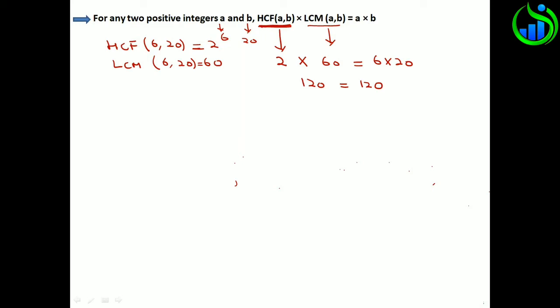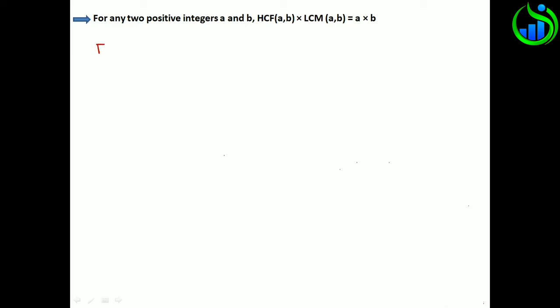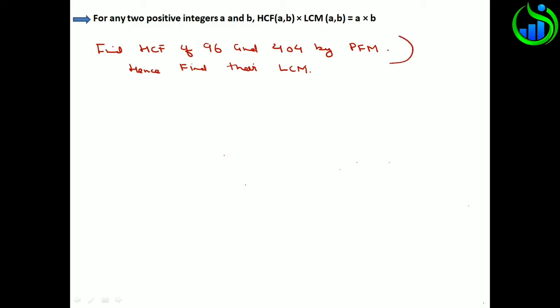For example, find the HCF of 96 and 404 by the prime factorization method, and hence find their LCM. First we find the HCF, and then we can find the LCM with the formula.